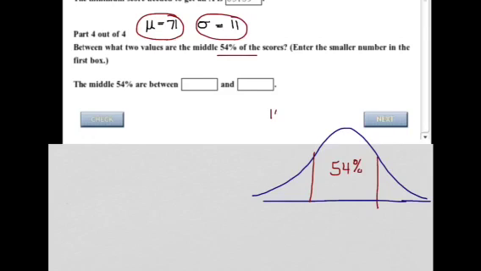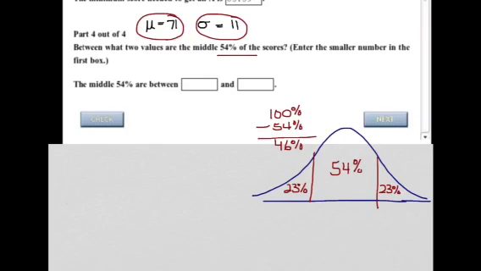That means that we have 100% minus 54% in the two tails combined. So that makes 46%. So what that means is that this area in the lower tail plus the area in the upper tail, they're the same size. So the area in the lower tail plus the area in the upper tail is equal to 46%. So what's half of 46? Well, that's 23. So there's 23% in the bottom tail, 23% in the upper tail.